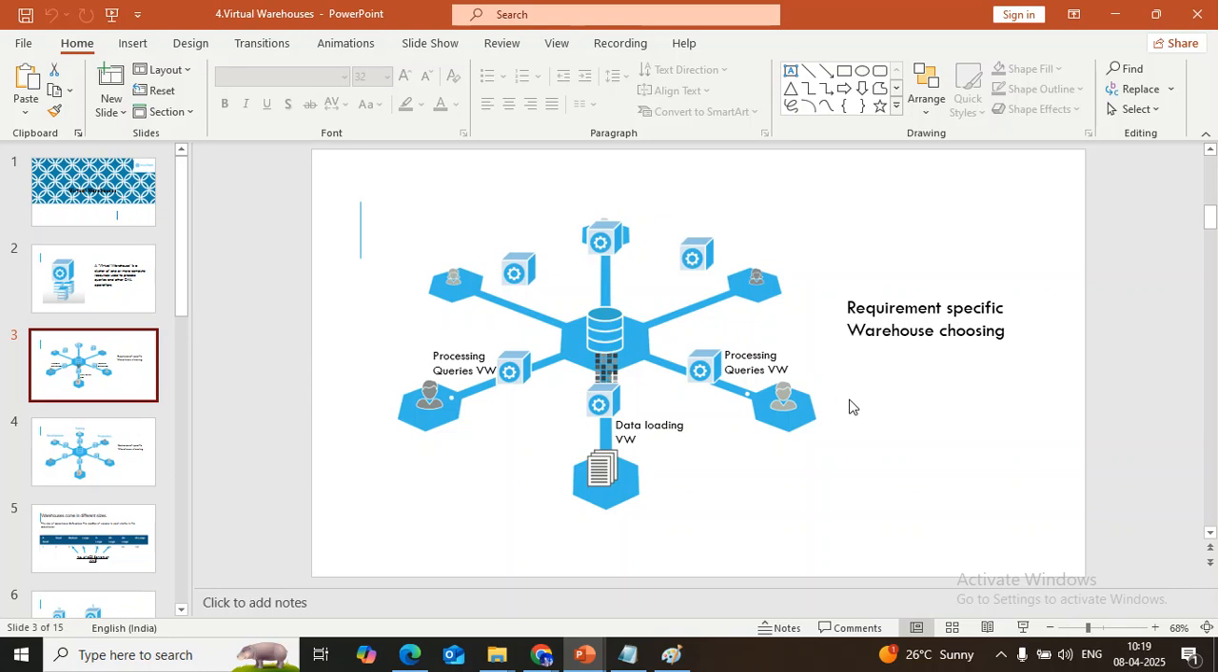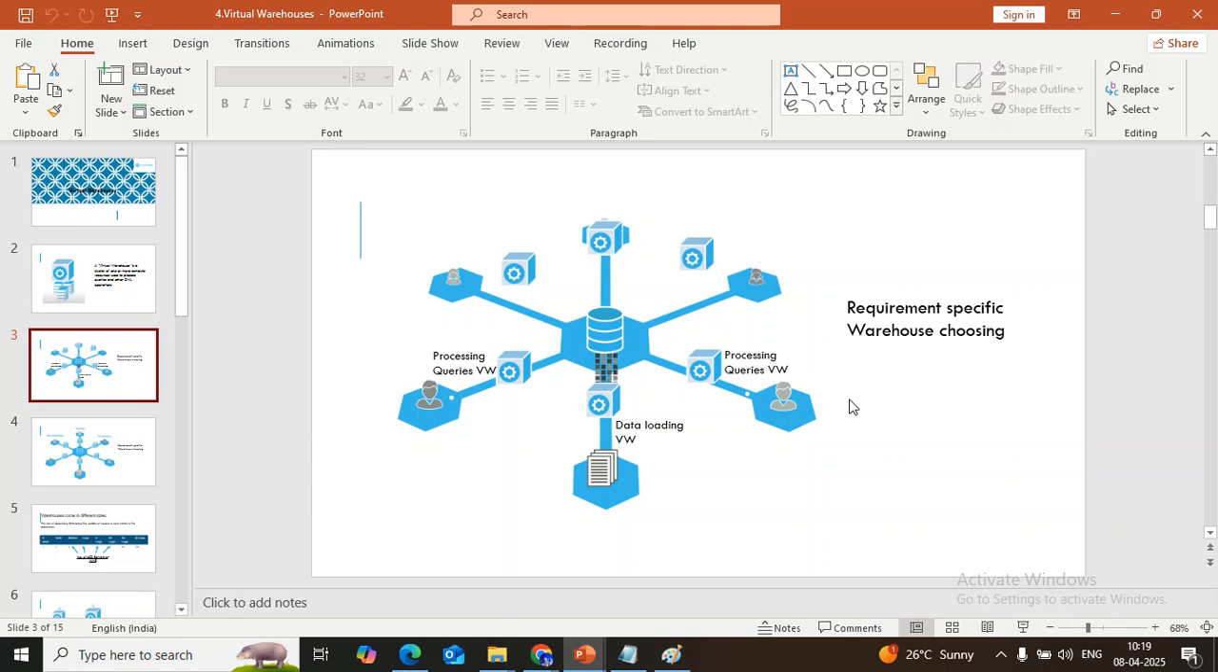One is, you can mention that our organization follows three environments. There is a dedicated warehouse for prod, a dedicated warehouse for development, dev, and one dedicated warehouse for testing purposes. In this way you can tell it, otherwise you can also answer this.